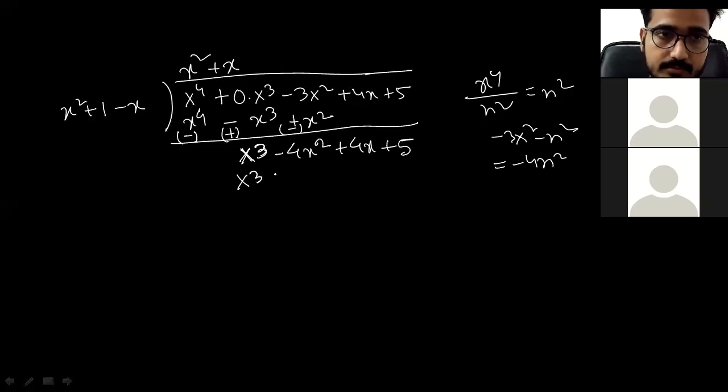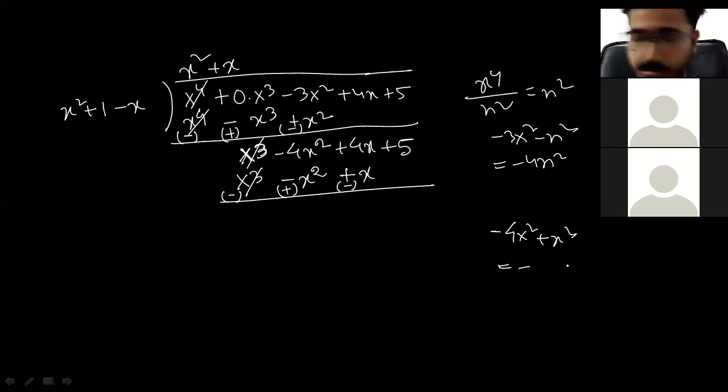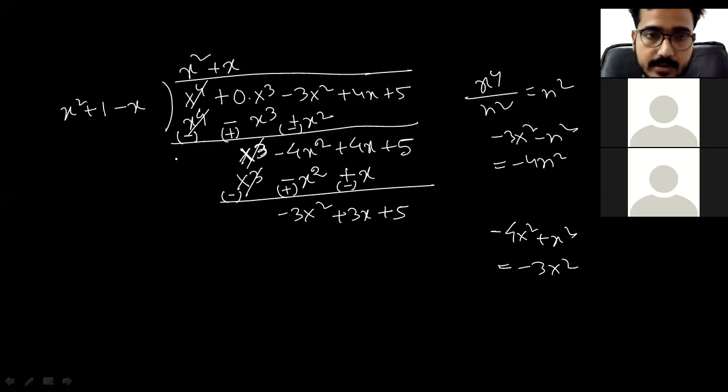So it will be x cube, then x plus 1, so it will be x, then minus x square. So minus, then plus, then minus. Now see, minus 4x square. This term and this term will get cancelled. Now minus 4x square plus x square, so it will be minus 3x square. Now 4x minus x, so it will be plus 3x, then plus 5. So how many times now? x square, your variable is same, so it will be minus 3.